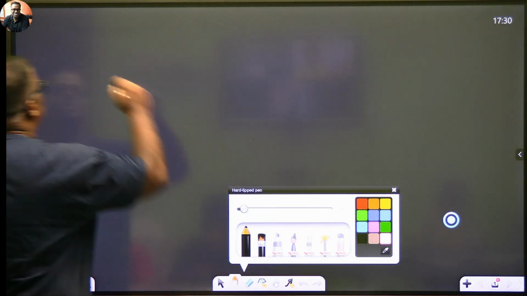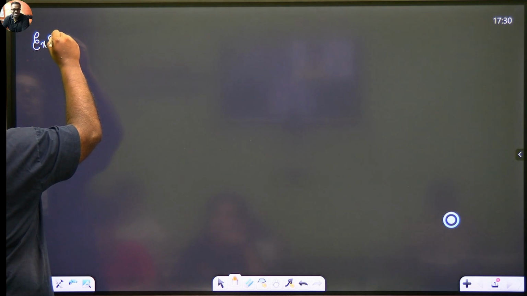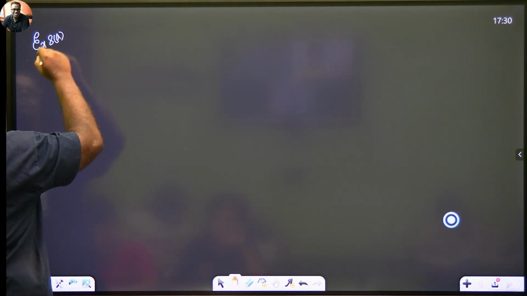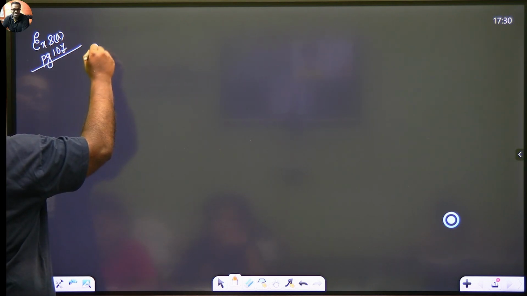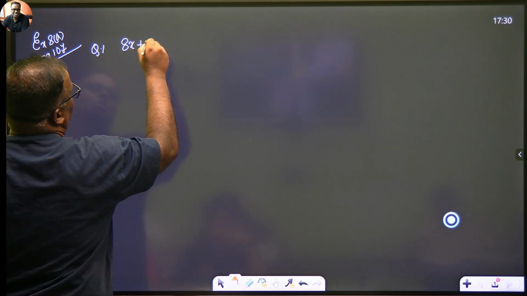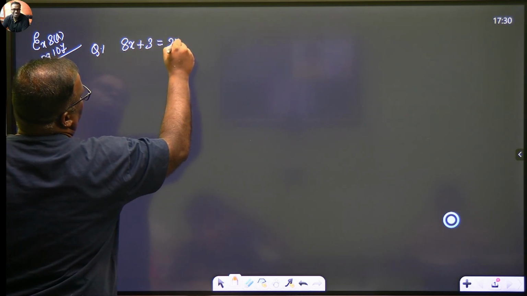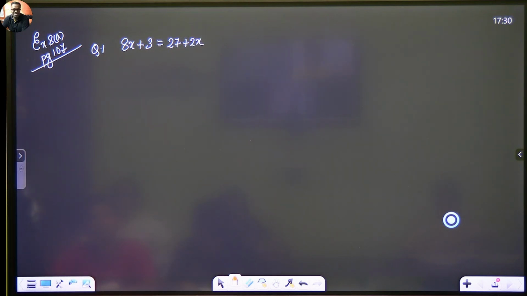Okay, this is exercise 8A, and what is the page number? 107. Page number 107. For all those who are still struggling to find the page, my first problem is: 8x plus 3 is equal to 27 plus 2x. Usually our idea will always be to get the x on one side.